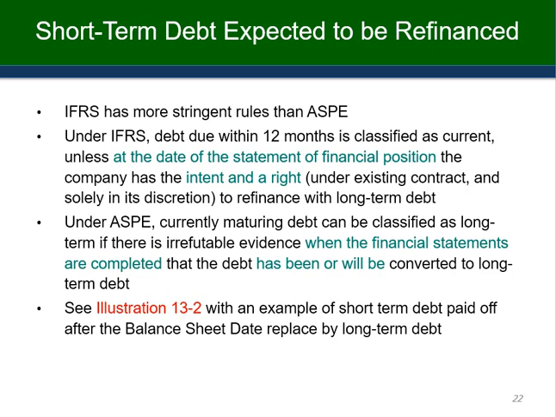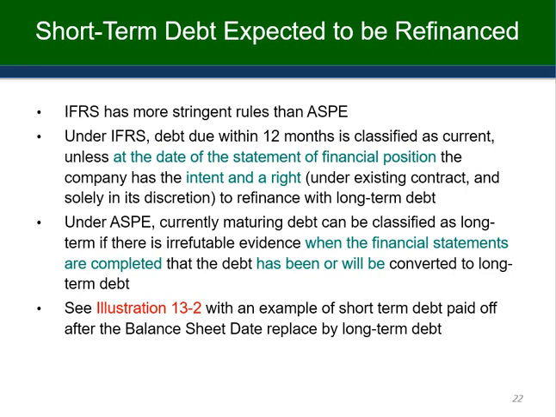So if it has that right under the contract, so it has the right to replace it with a long-term loan, and they intend to do that, and they've expressed that intent to, well, the auditor, or in a way that communicates that intent to the other party, then we could treat the debt as long-term. If it doesn't meet both of those requirements at the balance sheet date, then you can't do that.